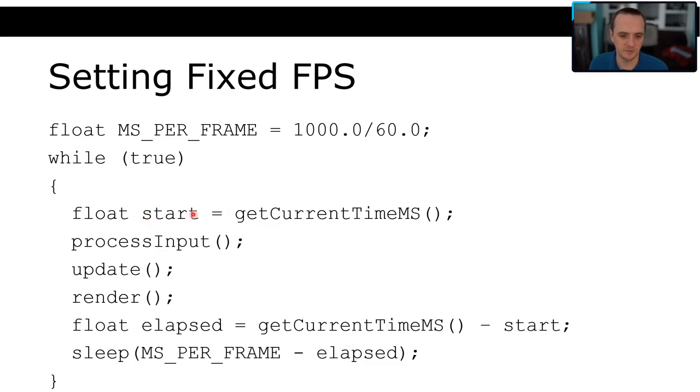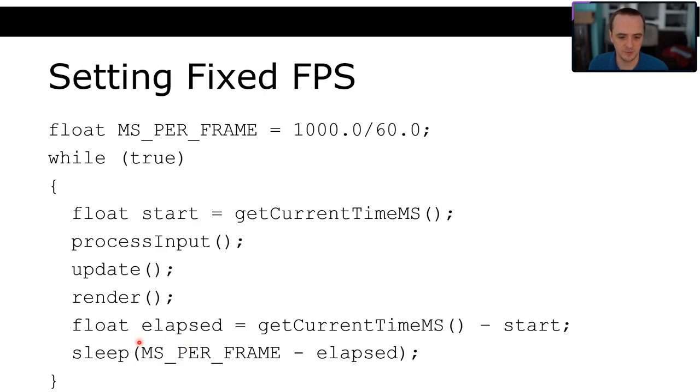So if the starting time in milliseconds was 100, and the current time is 110, then we would have spent 10 milliseconds doing this. And so what we can do then is we're going to sleep somehow, right? Now, whether this is a threaded sleep or a busy loop or however we implement that, I'm not going to get into that. But we're going to sleep, and what sleep means is just do nothing, okay? So blocking, do nothing here.